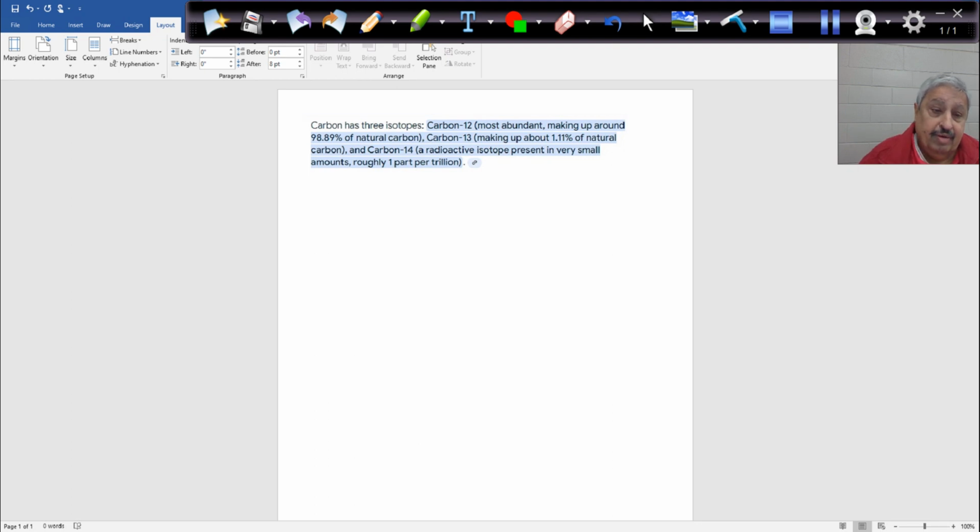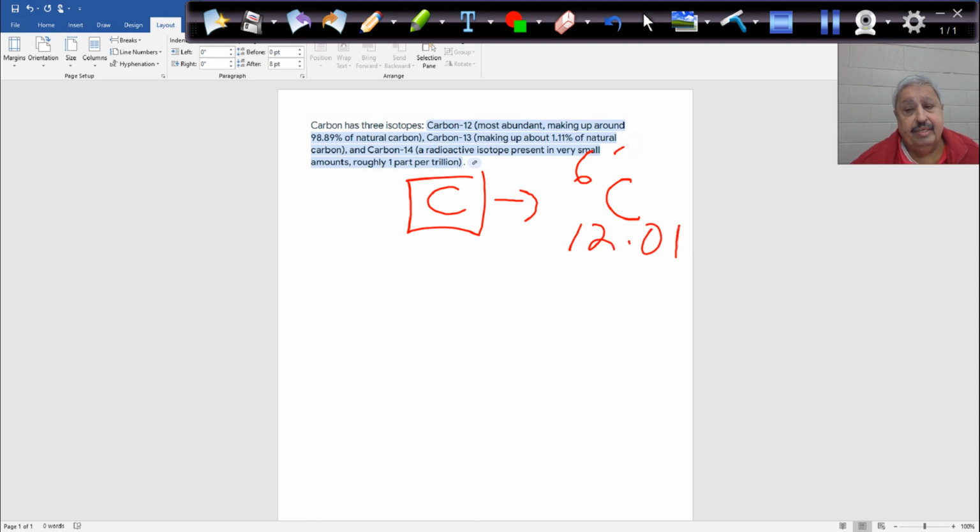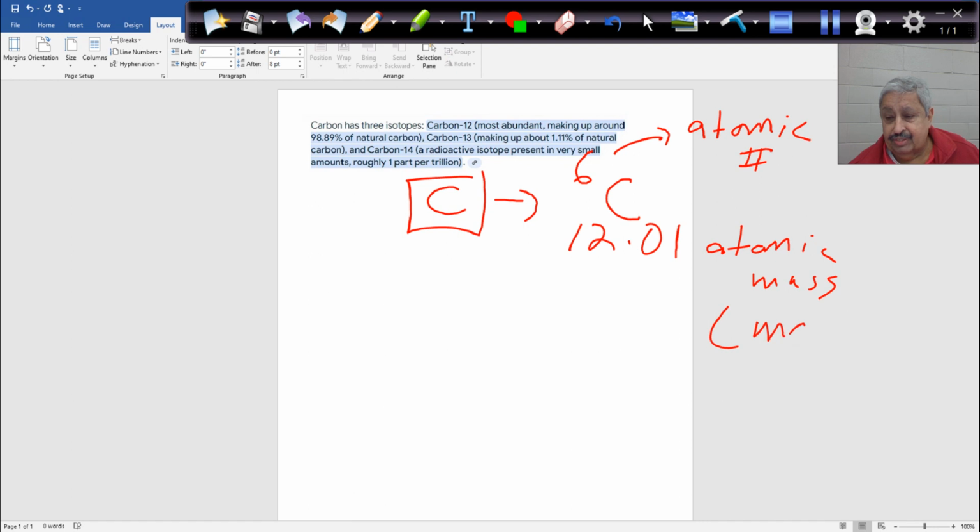So if I look at carbon here, it has a symbol, and according to the periodic table, it has 6 and 12.01. This is the atomic number, and this is the atomic mass, or mass number. Sometimes it's just called mass number.